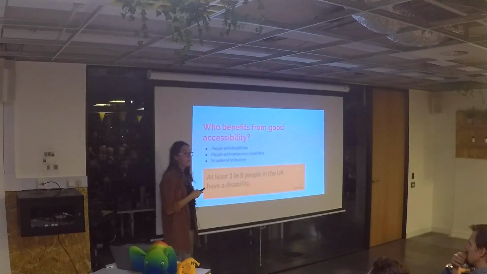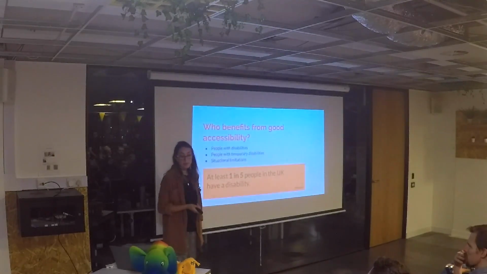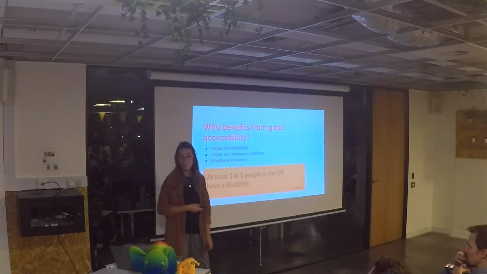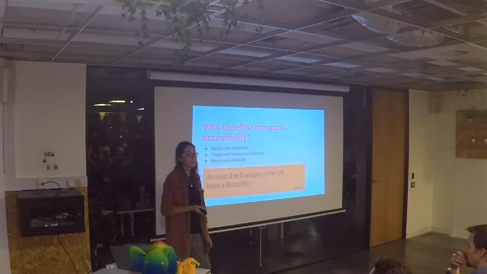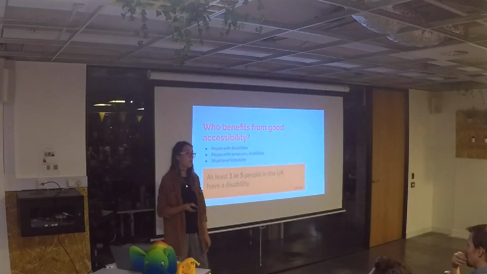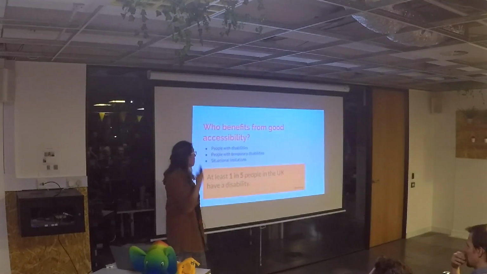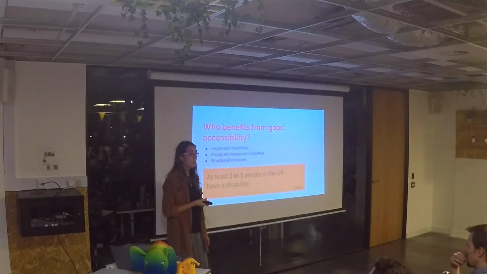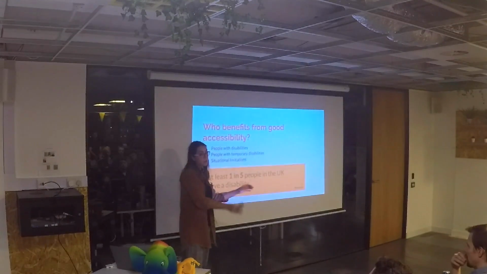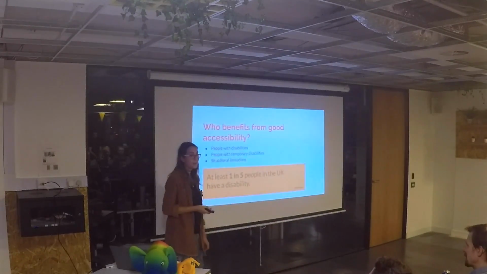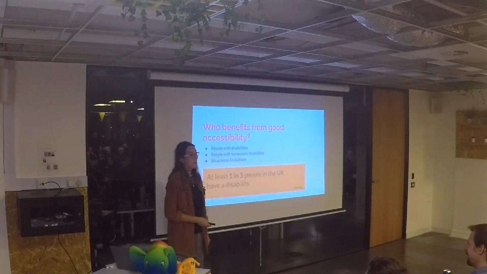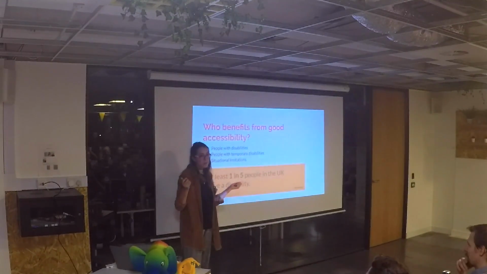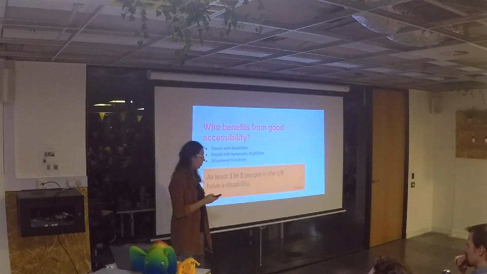At least 1 in 5 people in the UK have a disability. There are lots of different types of disabilities, such as blindness and hearing loss, and physical, neurological, and cognitive disorders, which you'll have to take into account when designing a website. There's also temporary disabilities you might have. So if you're pregnant and you can't reach your keyboard properly, or if you lose your glasses on a night out and can't see anymore, or if you break both your arms skateboarding and can't use your keyboard and mouse anymore.